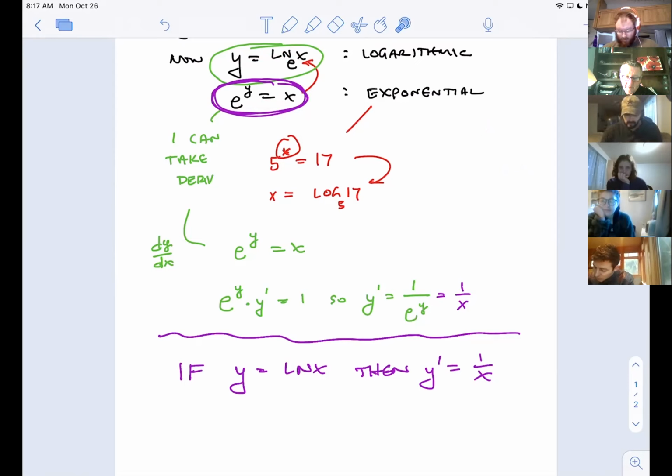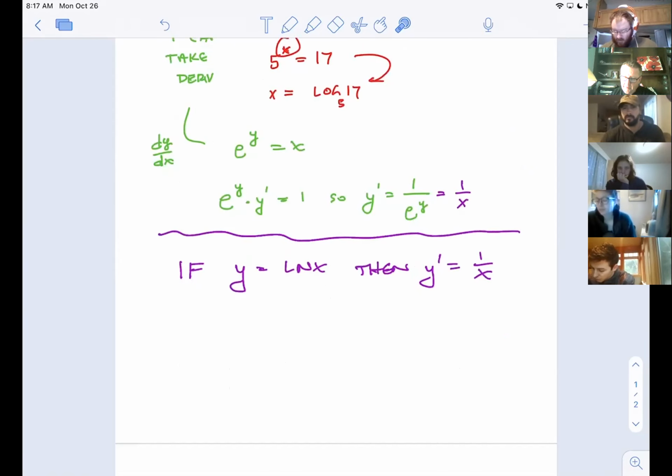So the only thing surprising was that once you get it to look like this purple example, you should be able to take the derivative of both sides of that now. And then you get y prime is 1 over e to the y when you solve for y prime. And then since we said e to the y and x are the same thing, that's just another way to write it. So really what we're saying then, in the language of chain rule, is natural log of junk is 1 over the junk. I mean, that's the way to look at this.